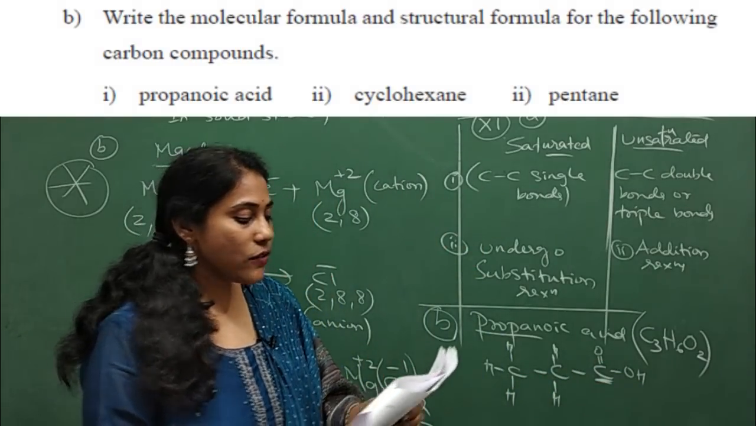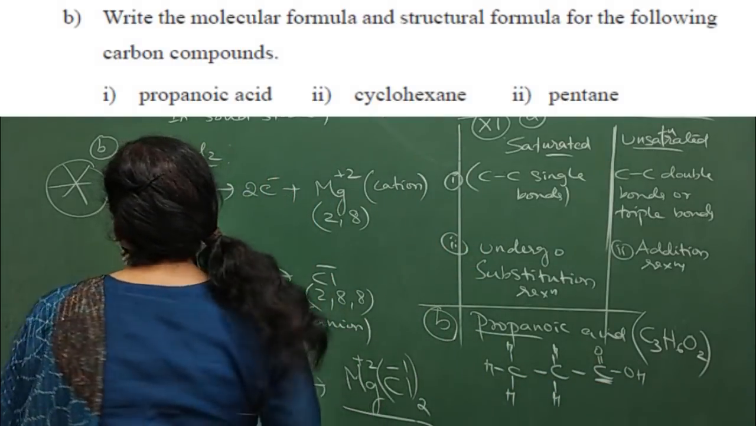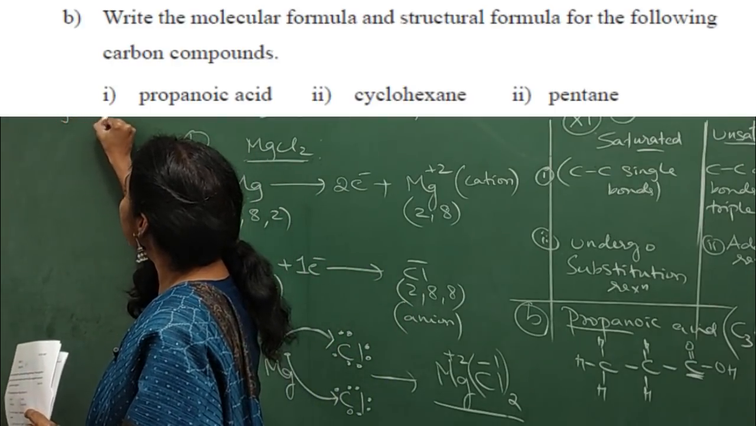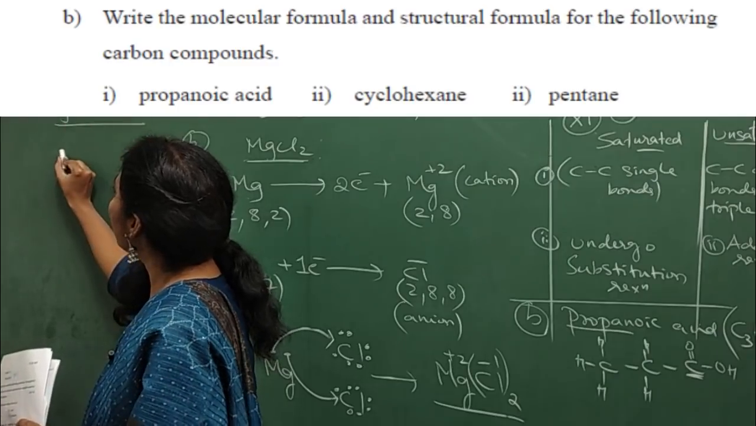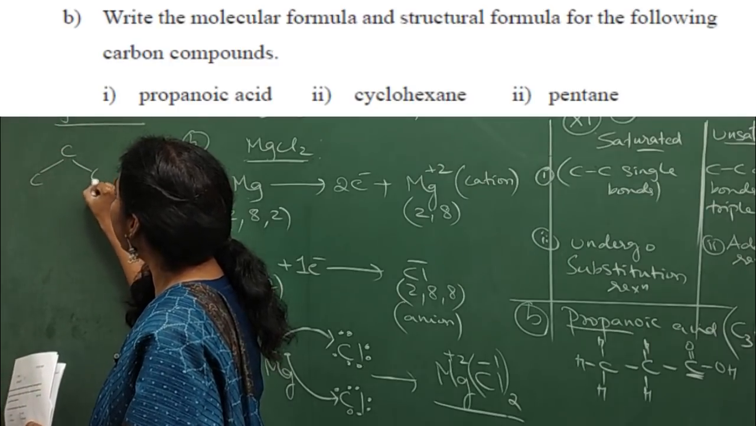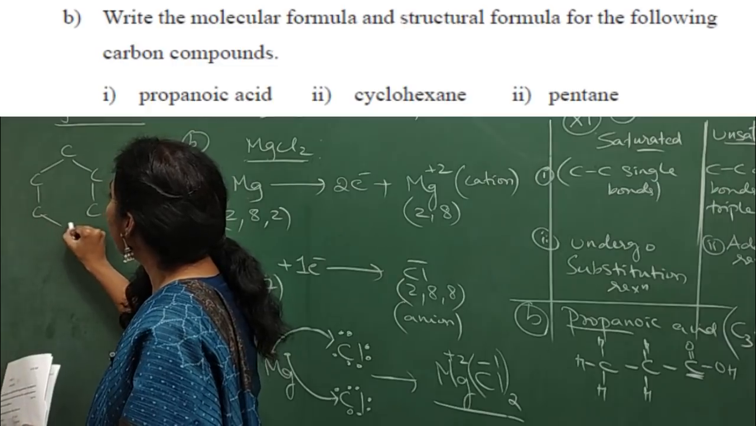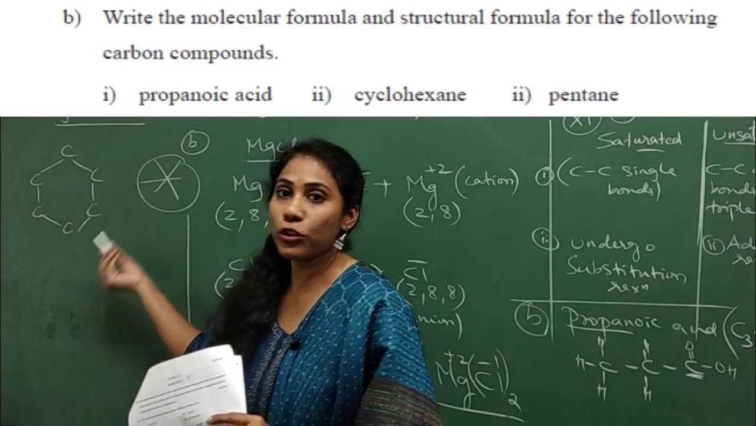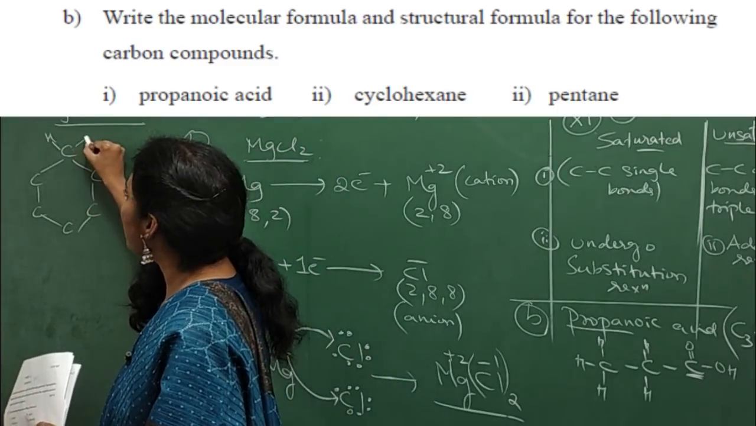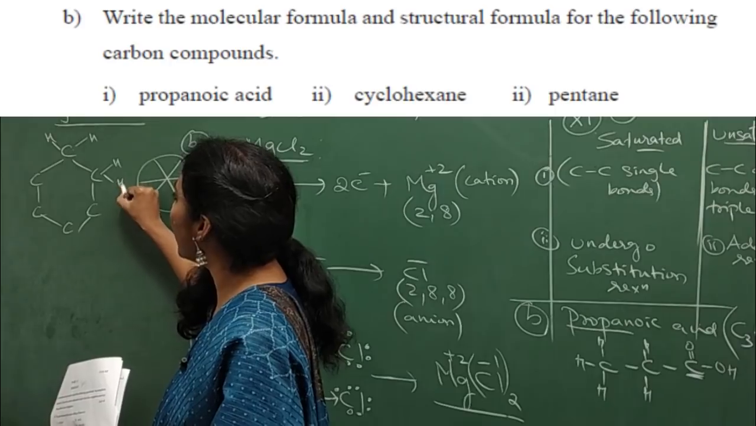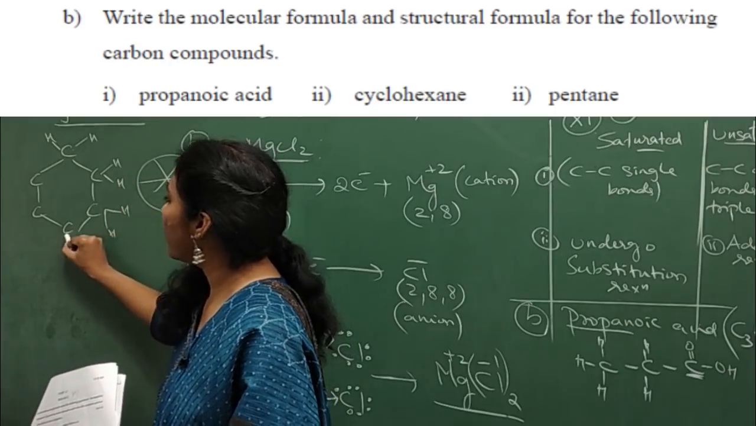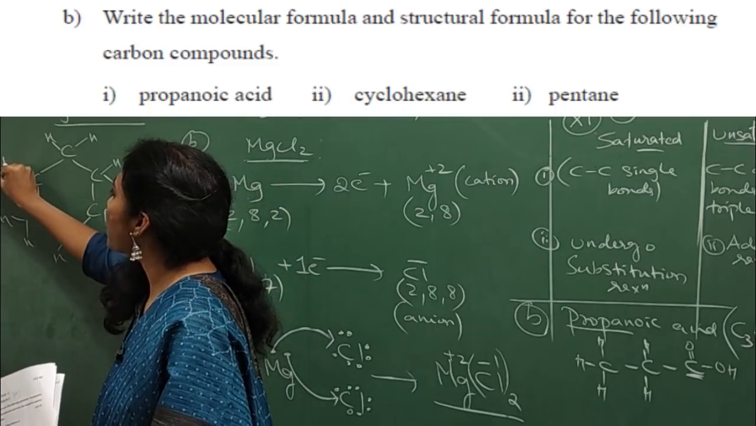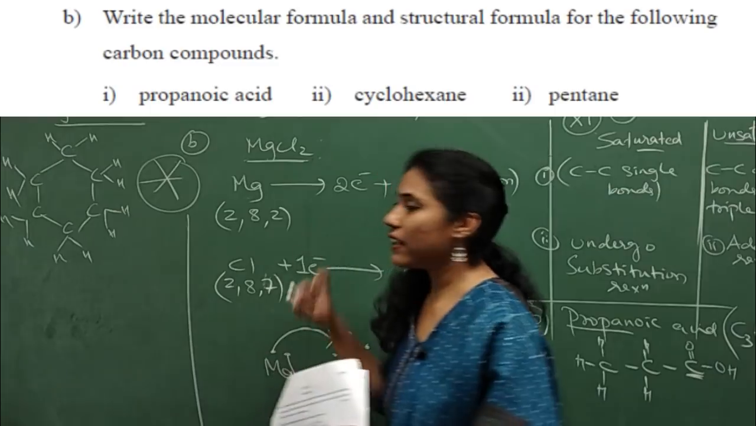Okay, fine. And next one, cyclohexane they asked you. How do you show cyclohexane? 6 carbons connected in a cyclic form, right? So this is 6 carbons, and each carbon already has 2 bonds, so you have to show 2 more bonds with hydrogen. Even this carbon has got 2 hydrogens, this one also has 2 hydrogens, even this has 2 hydrogens. Everywhere you will put 2 hydrogens. So this is the structure of cyclohexane.